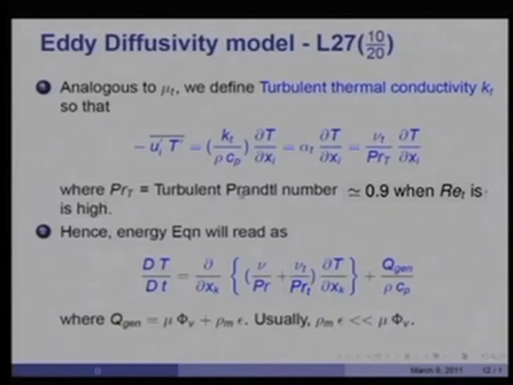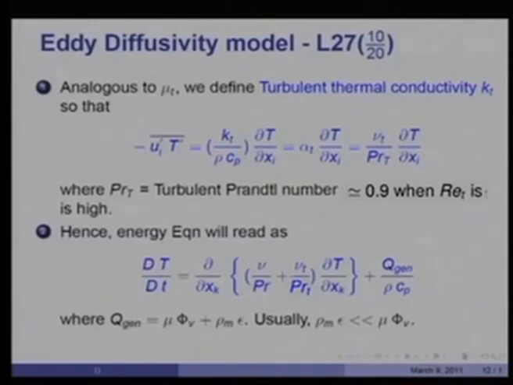Unfortunately, the turbulent Prandtl number turns out to be an absolute constant, about 0.9, when the turbulence Reynolds number is high. If you go close to the wall, of course, you have to make the turbulent Prandtl number a function of the turbulence Reynolds number itself.